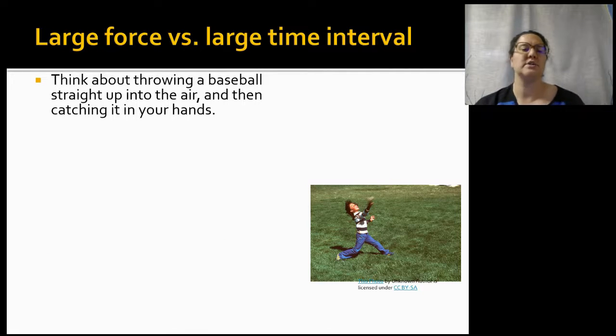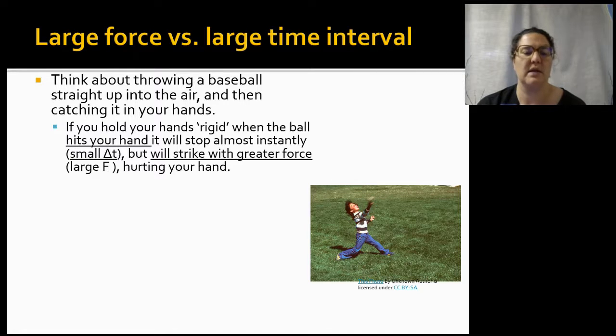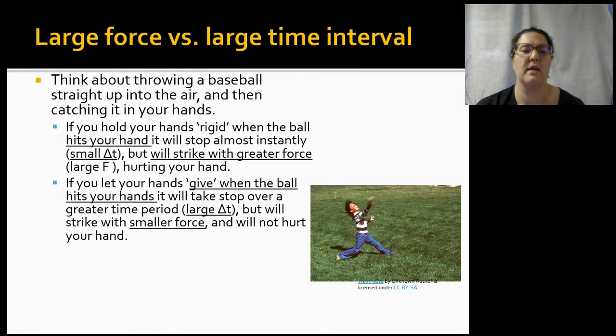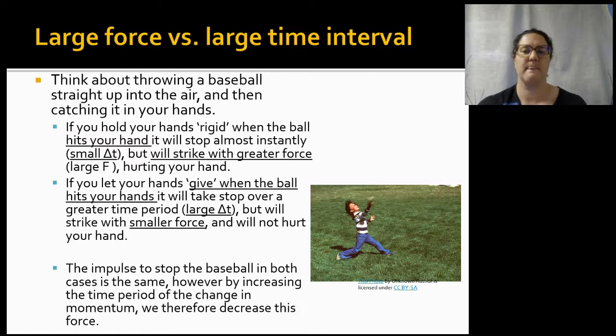So again, we want to talk about the time interval when it comes to forces. So think about throwing a baseball straight up into the air and then catching it in your own hands. If you hold your hands rigid and stiff when the ball hits your hands, it will stop almost instantly, so a small time interval, but it will strike with a greater force, hurting your hand. If you let your hands give when the ball hits your hands, it will stop over a longer period of time, but will strike your hand with a smaller force, so it won't hurt as much. The impulse to stop the baseball in both cases is the same, but by increasing the time period of the change, we decrease the force.